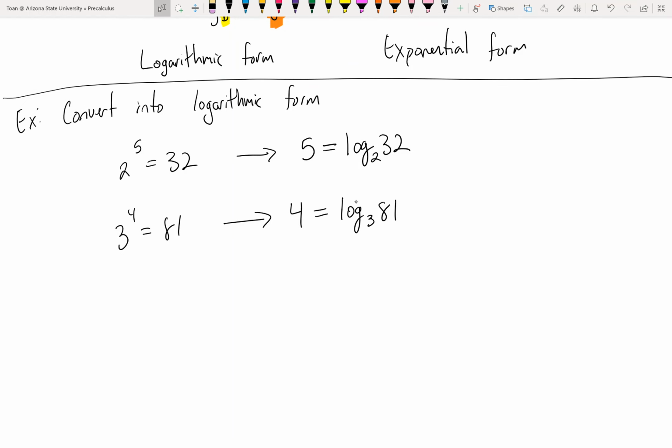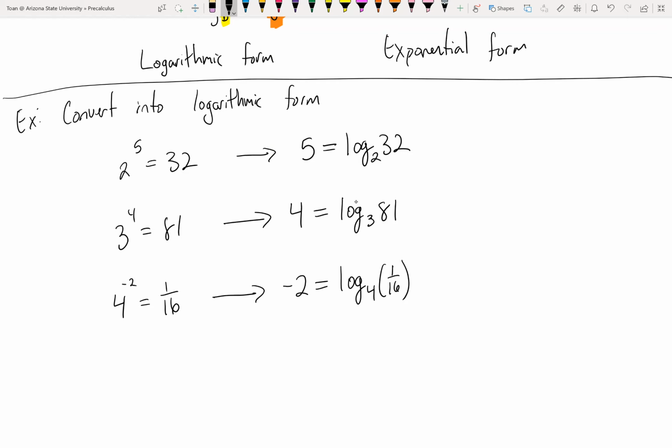It doesn't have to be whole numbers. It could be fractions too. Remember your properties of exponents. I know that 4 to the negative 2 power is 1/16. We can convert that to logarithmic form. I can say that negative 2 is the exponent on base 4 that gives me an answer of 1/16.